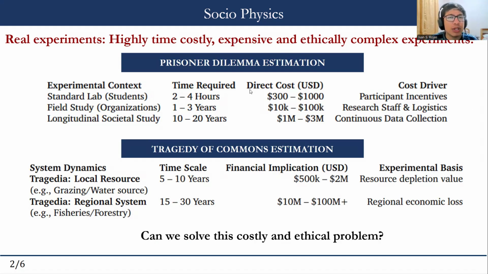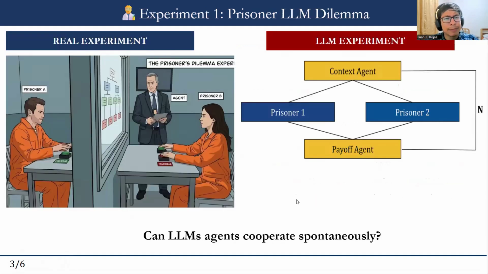A really brief example is the prisoner's dilemma. If you want to do the prisoner's dilemma exactly as it is, you will spend from 10 to 20 years, and the cost to do it exactly will be a lot. At the same time, the Tragedy of the Commons, another common experiment, will require a lot of resources, a lot of time in implementing those resources, and for sure a lot of financial implications. So can we solve this costly and ethical problem?